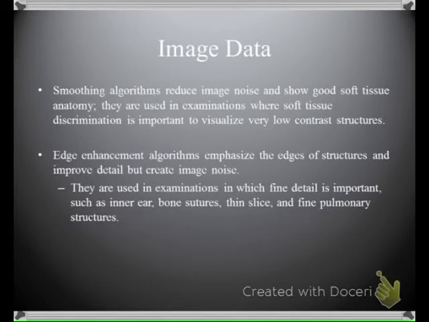These digital filters seek to enhance certain parts of the image. Smoothing algorithms reduce image noise and show good soft tissue anatomy. They're used in examinations where soft tissue discrimination is important to visualize very low contrast structures. Edge enhancement, on the other hand, emphasizes the edges of structures and improves detail but creates image noise. They're used in examinations in which fine detail is important, such as the inner ear, bone sutures, thin slice, and fine pulmonary structures.